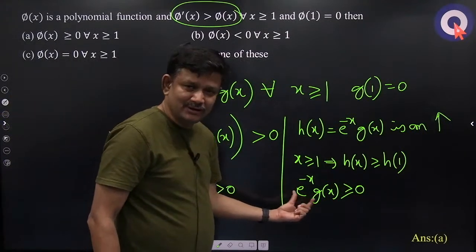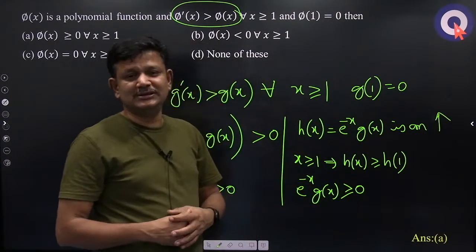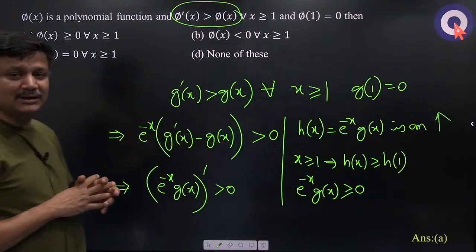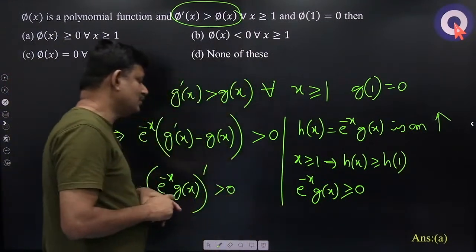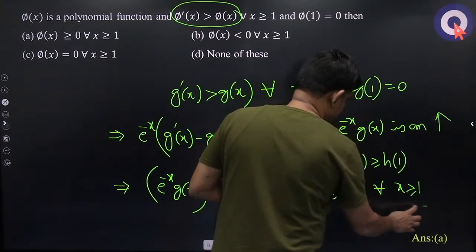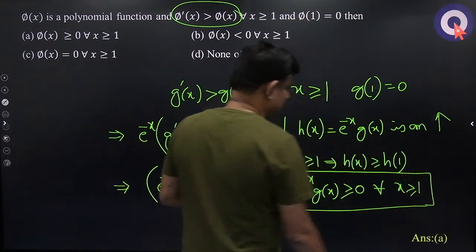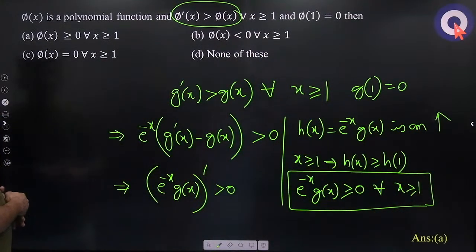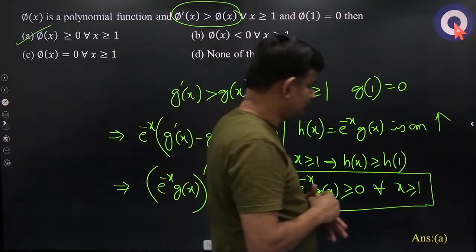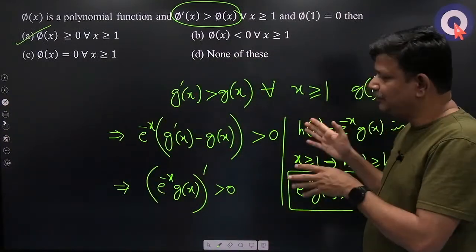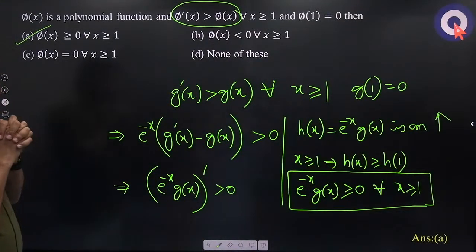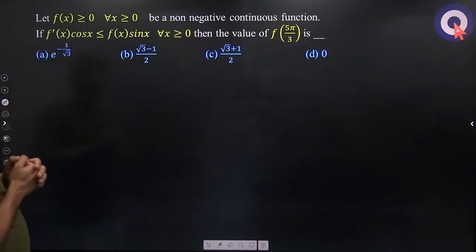Now e power minus x is positive, so what can you say about g of x? It should also be positive. For the product to be greater than or equal to 0, since e power minus x is always positive, g of x should also be greater than or equal to 0 for all x greater than or equal to 1. So g of x, which is your phi of x, should be greater than or equal to 0 for all x greater than or equal to 1. That is your condition. Very important. Almost 4 to 5 times such type of questions are asked both in JEE Main as well as in JEE Advanced. So be thorough with that.